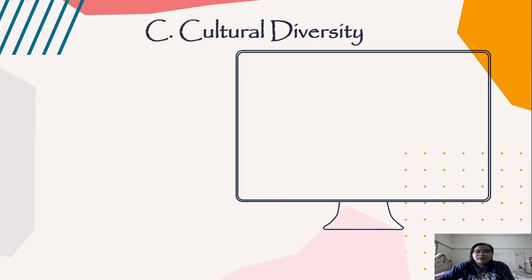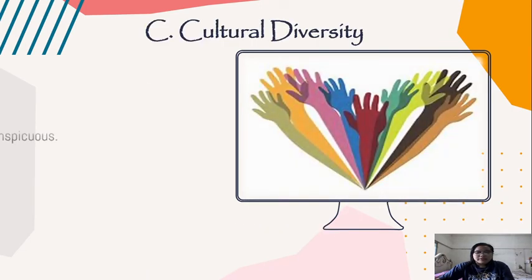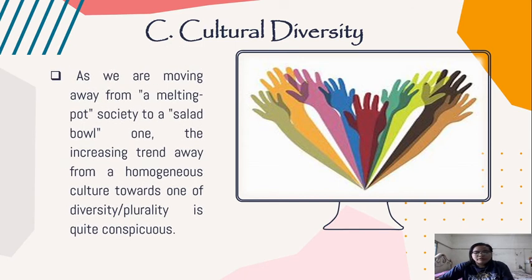Lastly, we have the cultural diversity. So, from a homogeneous culture, we are now open for a more diversified culture or plurality. As we are moving away from a melting pot society to a salad bowl one, the increasing trend away from a homogeneous culture towards one of diversity or plurality is quite conspicuous.